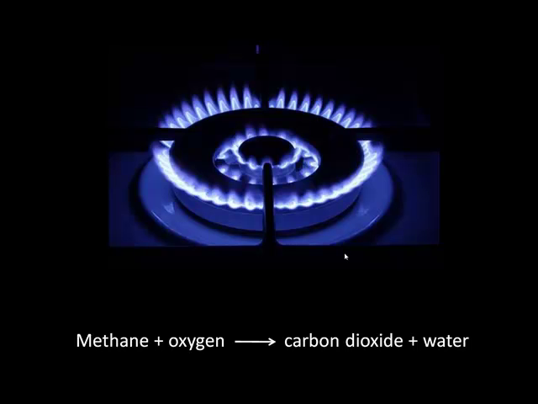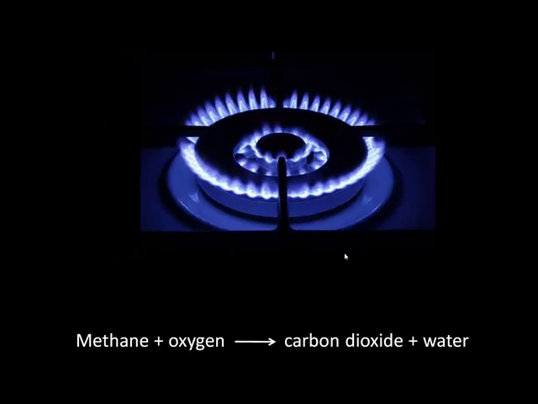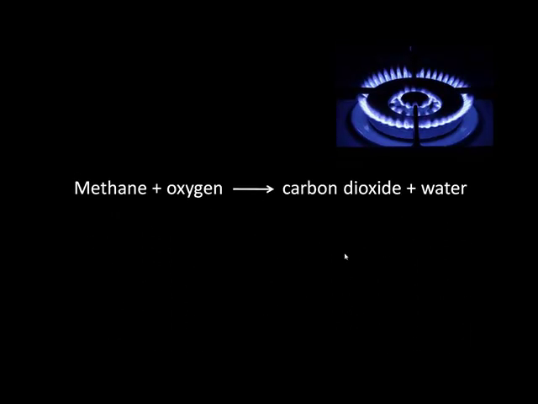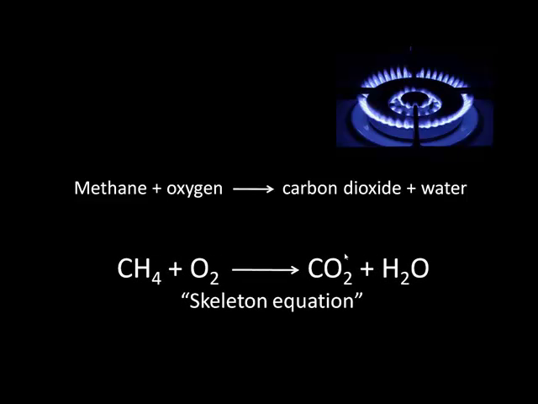Writing the equation in this way isn't very helpful to a chemist who would want to see what is rearranging in the molecules themselves. To depict this, the equation must be condensed down even further to what is called a skeleton equation. In the skeleton equation, the chemical formulas are written in place of the names of the compounds. In the case shown here, methane would convert to CH4. Oxygen to O2, carbon dioxide to CO2, and water to H2O.